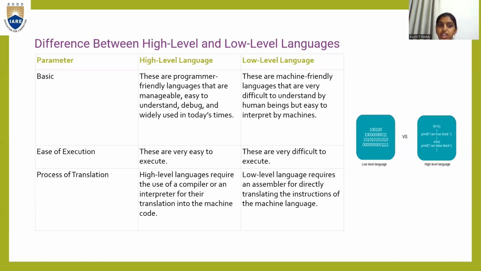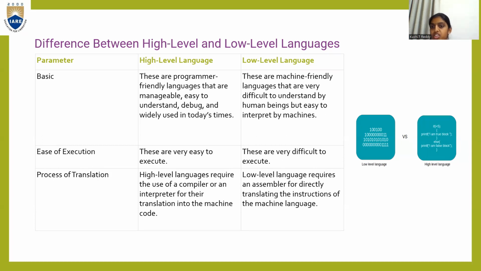In case of ease of execution, high-level languages are very easy to execute, whereas low-level languages are very difficult to execute. Coming to the process of translation, high-level languages use a compiler or an interpreter for the translation of a high-level language to machine code, whereas low-level language requires an assembler for directly translating the instructions of a machine language.